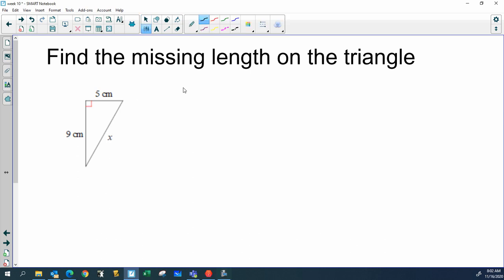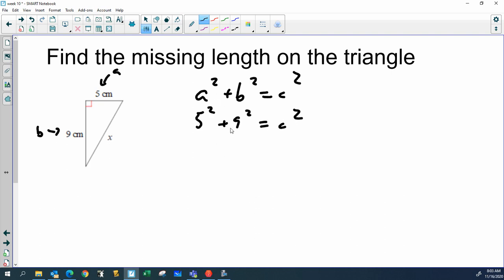For this first one, since it's a right triangle, to find the missing length of the triangle, we use a squared plus b squared equals c squared, where the side lengths are a and b. So we plug those in. And again, this is review for us in class. We plug in for a, we plug in for b, and we solve for our missing side length c, which is the hypotenuse right here. That's what we're trying to find.